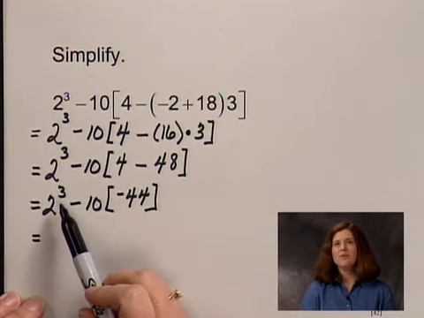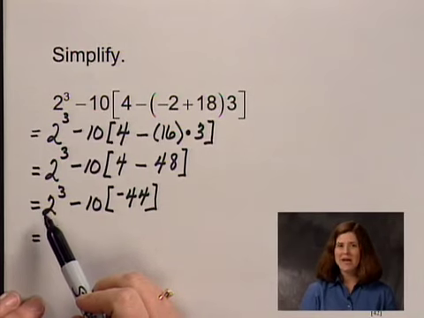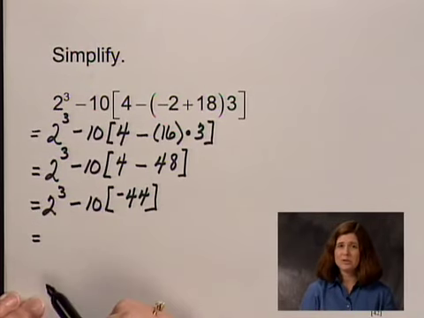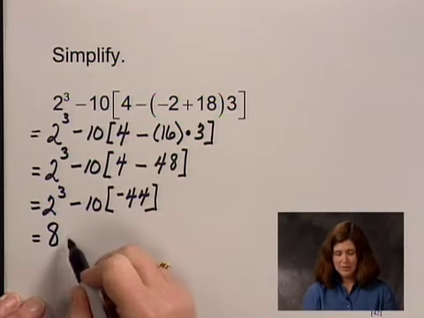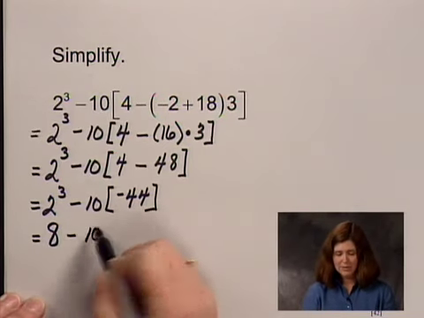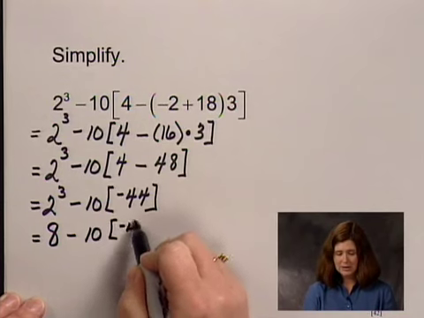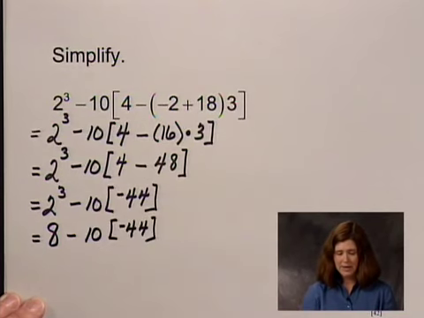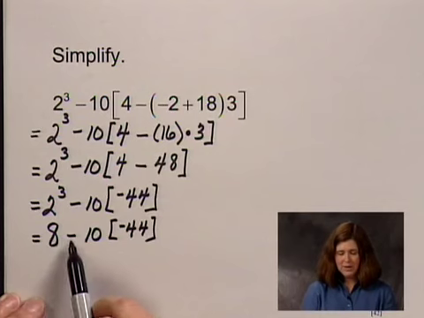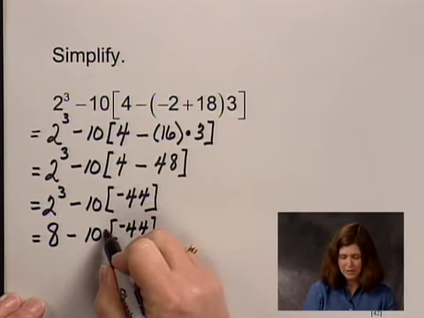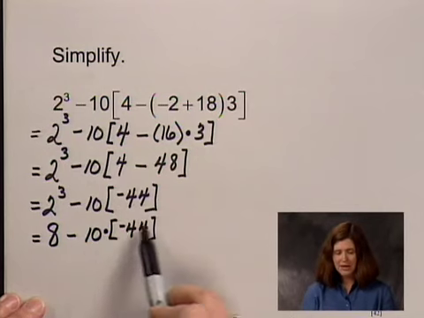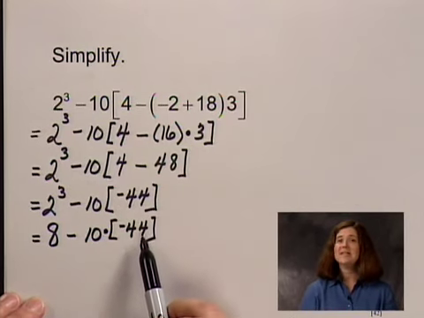2 to the third power means 2 written as a factor 3 times. 2 times 2 times 2, which is 8. So that's 8. And we copy the rest of the 10 times negative 44. And now we have a subtraction, and again we have a multiplication, and if it helps, write in the multiplication sign to remember that 10 times negative 44 is the next step we want to do.